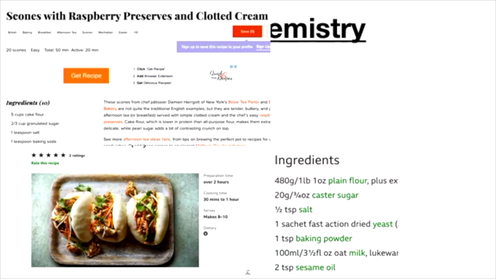So baking soda gives us delicious cookies and scones. Baking powder gives you biscuits and a little more dense, bready type things.